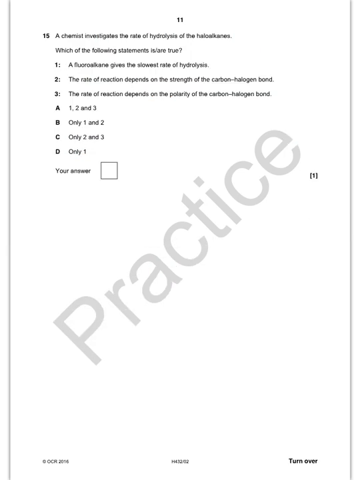Okay, so we're now going back to the rate of hydrolysis of haloalkanes. Which of the following statements are true? A fluoroalkane gives the slowest rate. Yes, that's right, because the carbon-fluorine bond is going to be the strongest out of the carbon-halogen bonds, because fluorine's the smallest atom. The rate of reaction depends on the strength of the carbon-halogen bond. That is correct. The rate depends on the polarity, no way. That is wrong. So the answer is going to be B, 1 and 2.